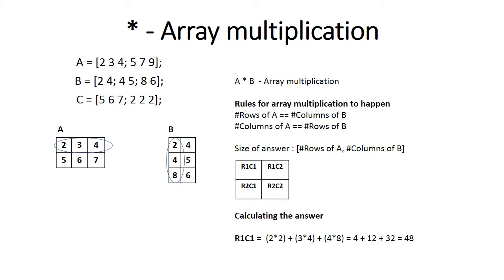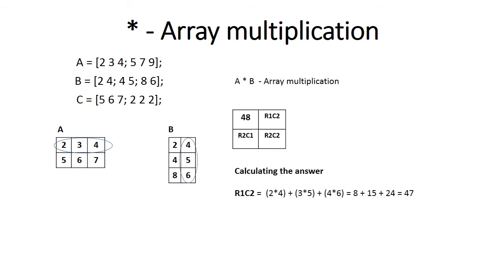So if we calculate row 1, column 1, we look at the first row of A and the first column of B. Then we simply say 2 times 2 plus 3 times 4 plus 4 times 8, which gives us 48. So you go down the row and down the column, multiply the elements with each other and then add the answer. You'll notice that 48 is now in the first row and first column of the answer.